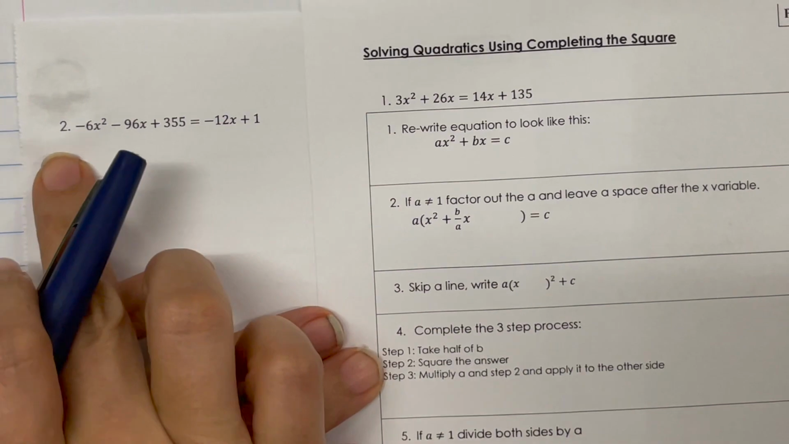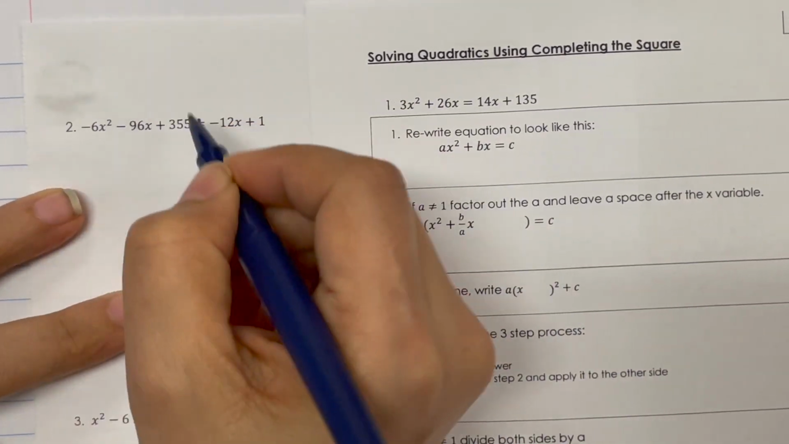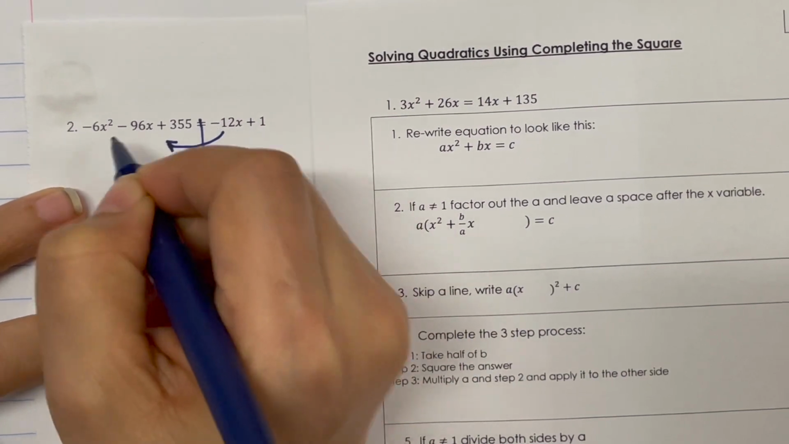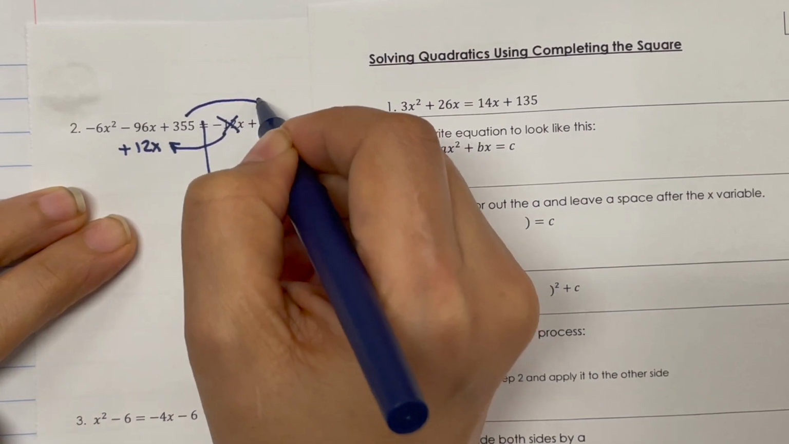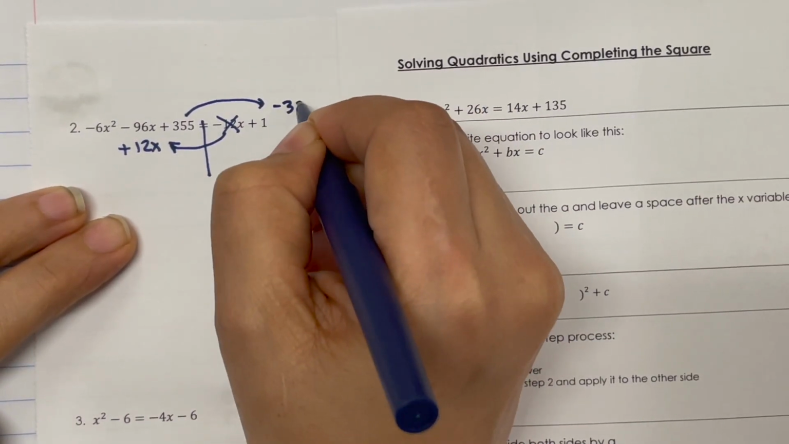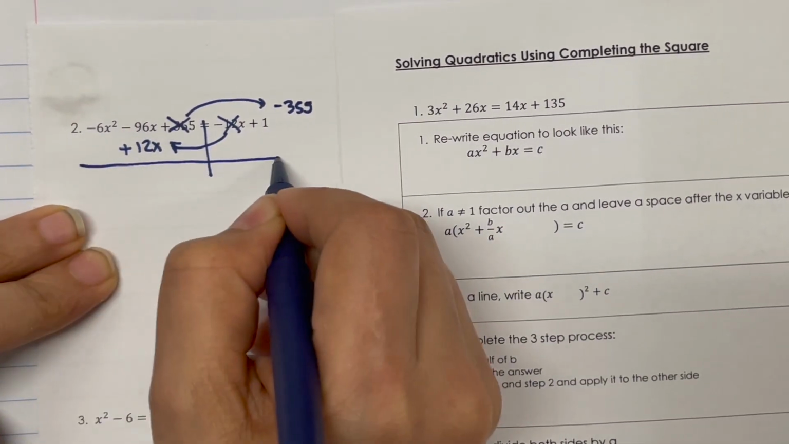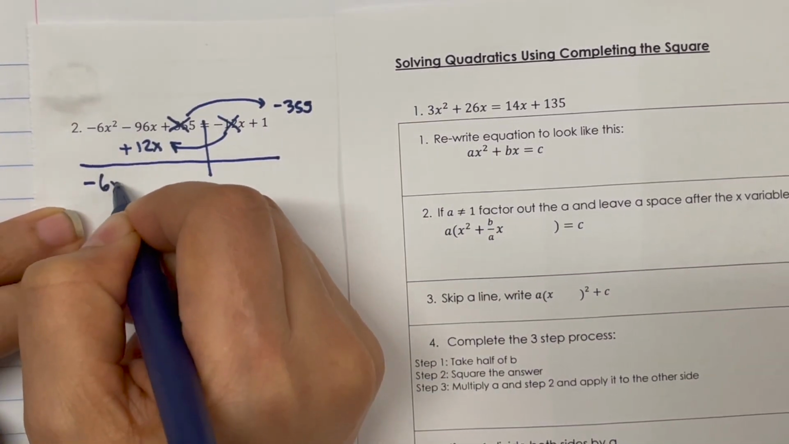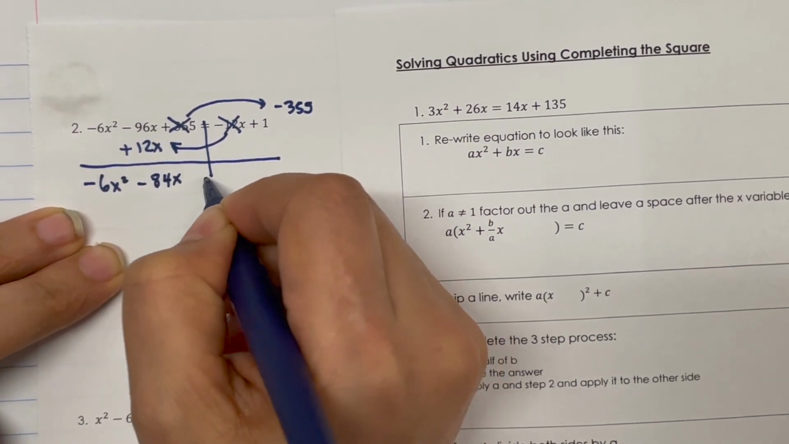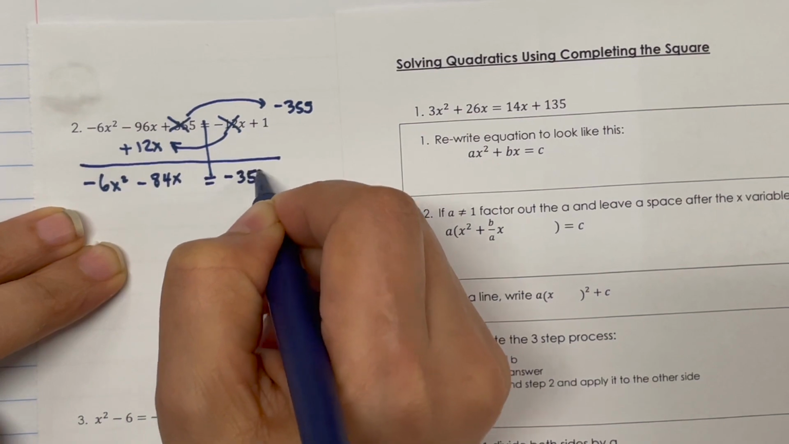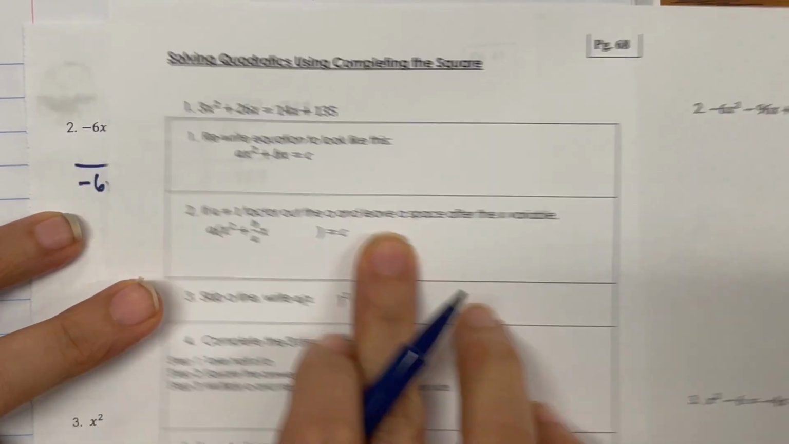All right, let me do one more example. I'm going to do one that looks really complicated, just in case you get a question like this. Again, the first thing is to write it in standard form with C on the other side. So we're going to move negative 12x to that side, and it's going to become plus 12x. Move positive 355 to the other side, and it's going to become negative 355. That gives me negative 6x squared. Negative 96 plus 12 is negative 84x. Equals negative 355 plus 1, which is negative 354. So this is in the format: C on the other side, everything else on the left.